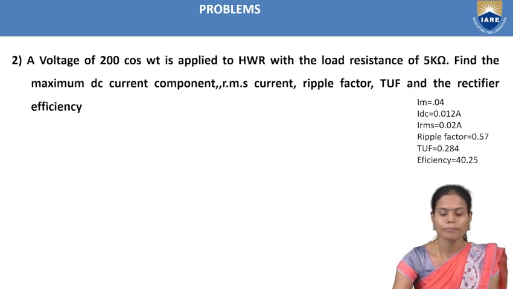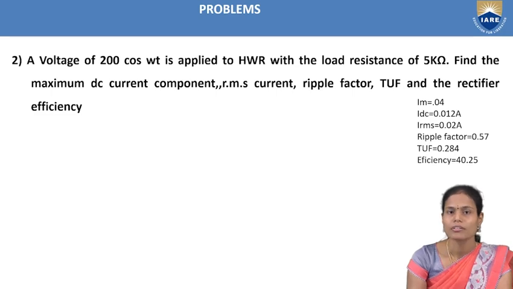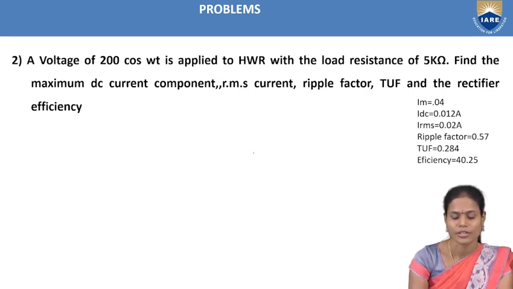And the next problem is about the half wave rectifier only. In this, a voltage of 200 cos omega t is applied to the half wave rectifier with a load resistance of 5 kilo ohms. Find the maximum DC current component and RMS current, ripple factor, transformer utilization factor, as well as rectifier efficiency.